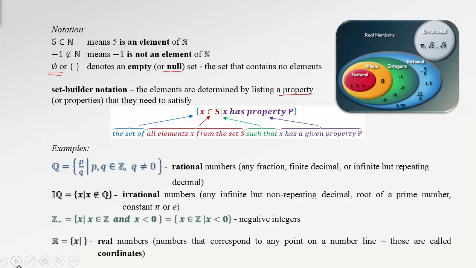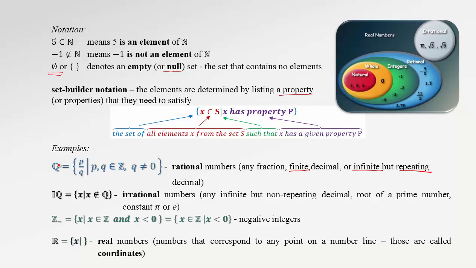Let's see some examples of Setbuilder notation in practice. In the first example, we want to represent all rational numbers. Well, let's recall that rational numbers are all fractions. And if the fraction is in the form of a decimal, it is either a finite decimal or infinite, but then repeating. So rational numbers do not contain infinite but non-repeating decimals. If it is infinite, it must repeat to be a fraction.